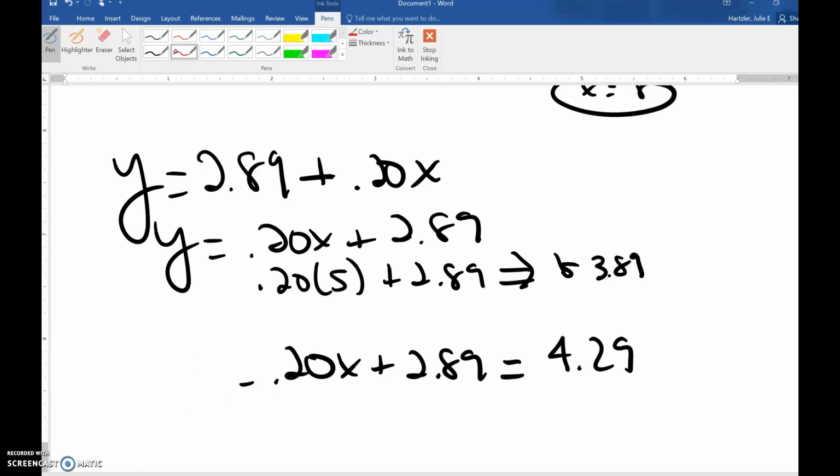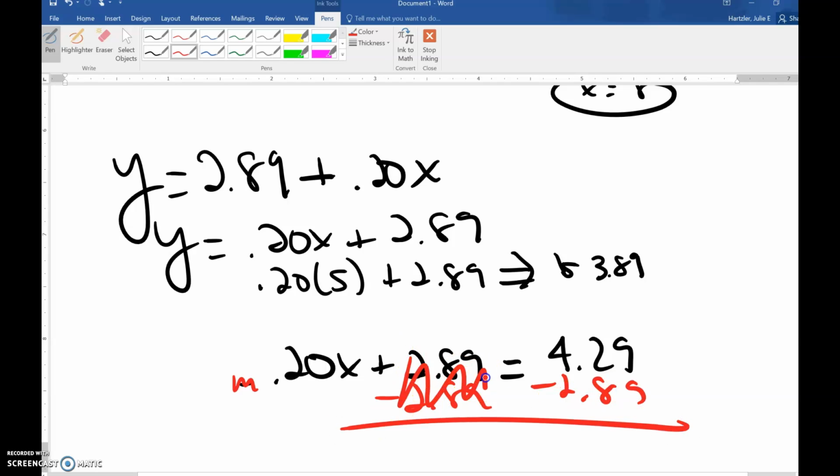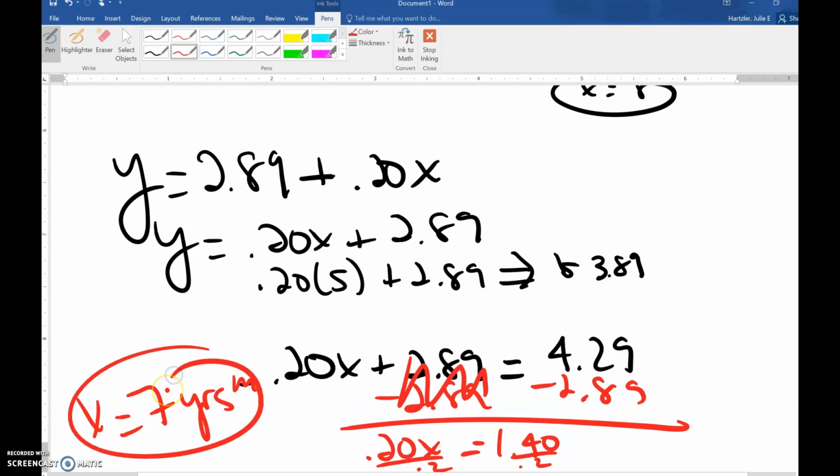So x's on one side, numbers on the other. So that's just nothing. I only have to add or subtract 1, so I'm going to bring my numbers over because my x's are already together. And so when I subtract, I get, what, 1.4? All right, and then I divide because I'm done with adding. And so I get about 7 years. So I get x equals 7 years when that's going to happen. All right, go ahead and do number 20, and I'll be right back.